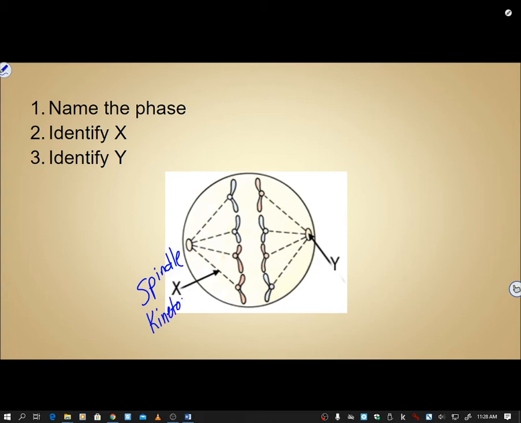I think I'm going to spell it wrong. Kinetochore. And Y, that is your centriole. All right, your centriole is almost like your team captain. They're on each end, and they're attached to the spindles, which are pulling those chromosomes back. So I think of them as team captains, picking their teams and pulling them to them.